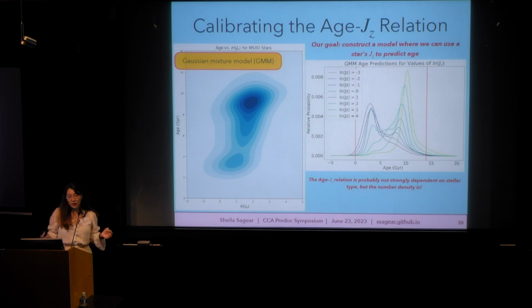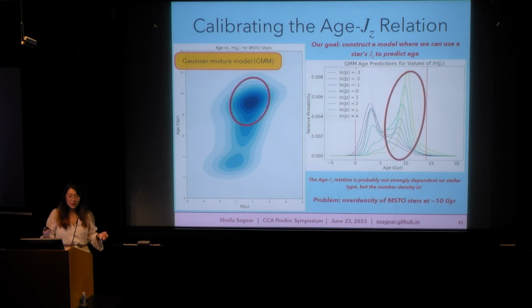We are trying to apply this to M-dwarfs, and we kind of made peace with that by saying, well, we don't think the age-JZ relation, because it's dependent on galactic kinematics, is necessarily strongly dependent on the mass of the stars. However, what is dependent on the mass of the stars is the number density on the age axis.